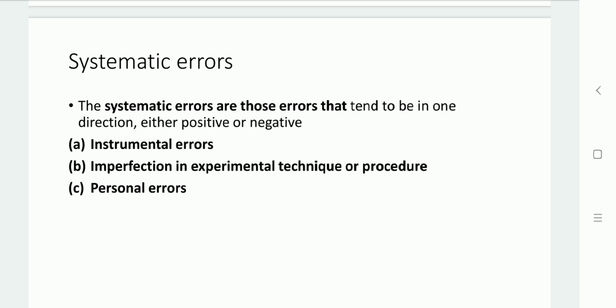Even if a single person takes a measurement a number of times, the measured data can differ slightly each time. That is also a personal error.